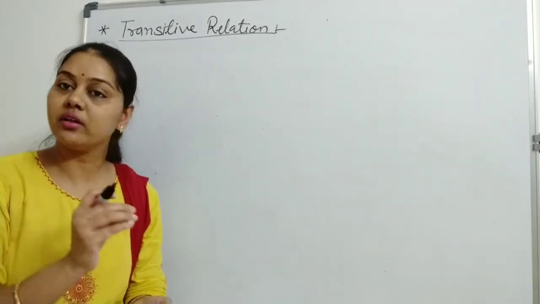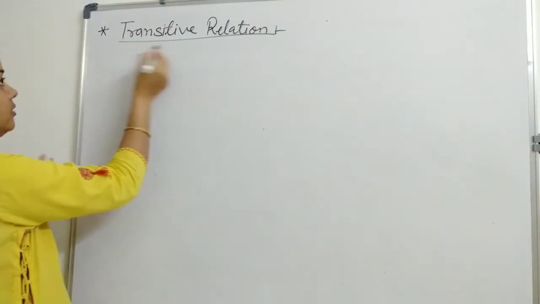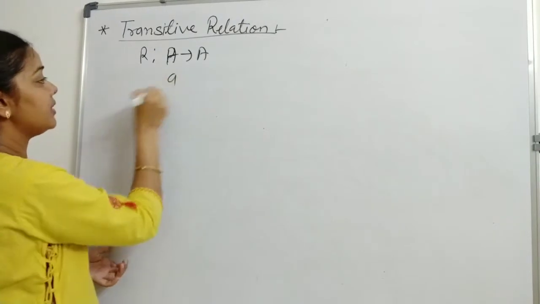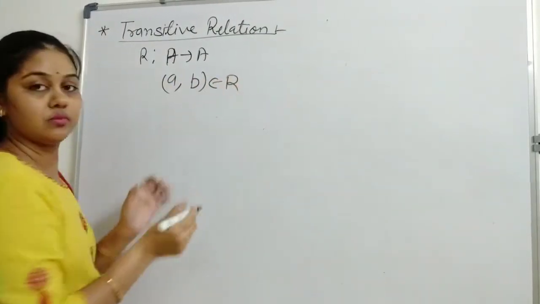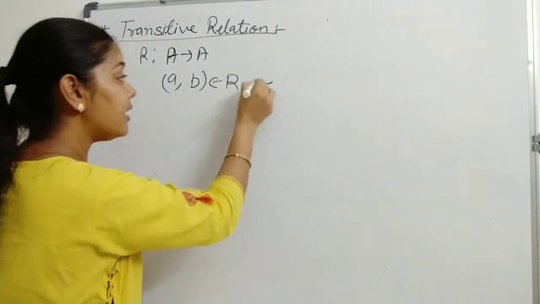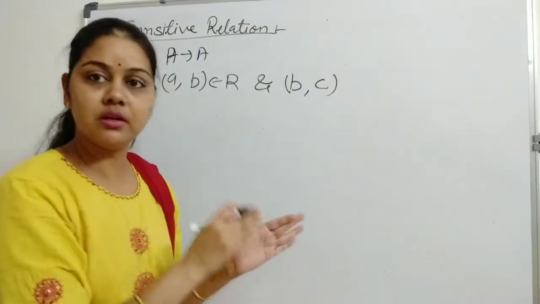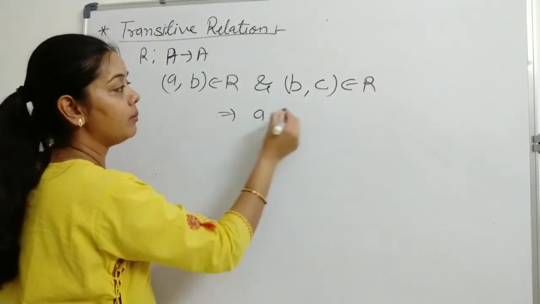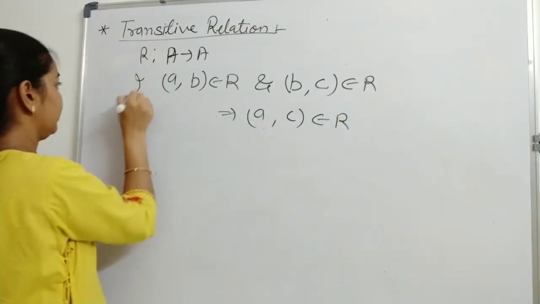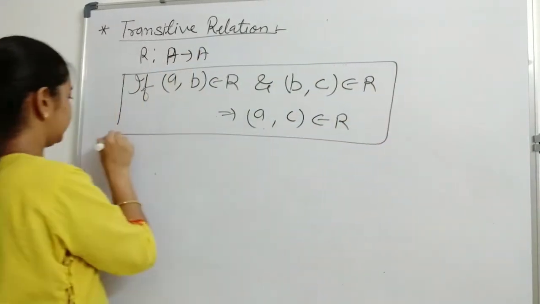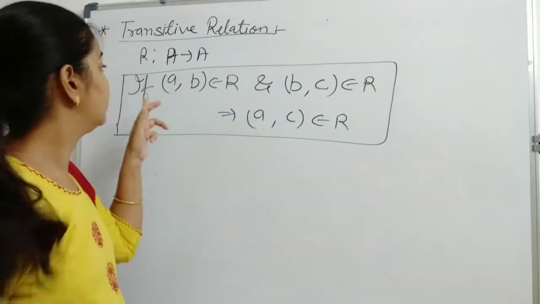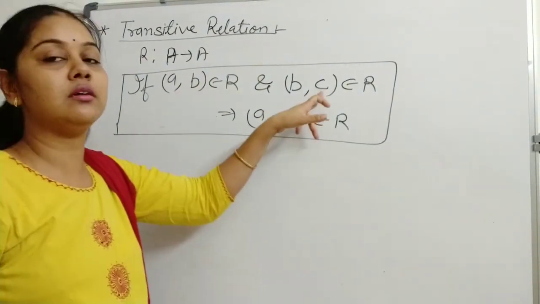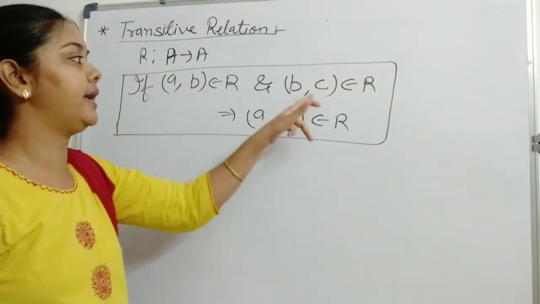Suppose I have a relation R defined on a non-empty set A. Suppose there is an element A which is related with B, and also B is related with some other element C. Then there must be an element A related with C. Remember this condition: if A is related with B and B is again related with C, then there must be a relation between A and C.